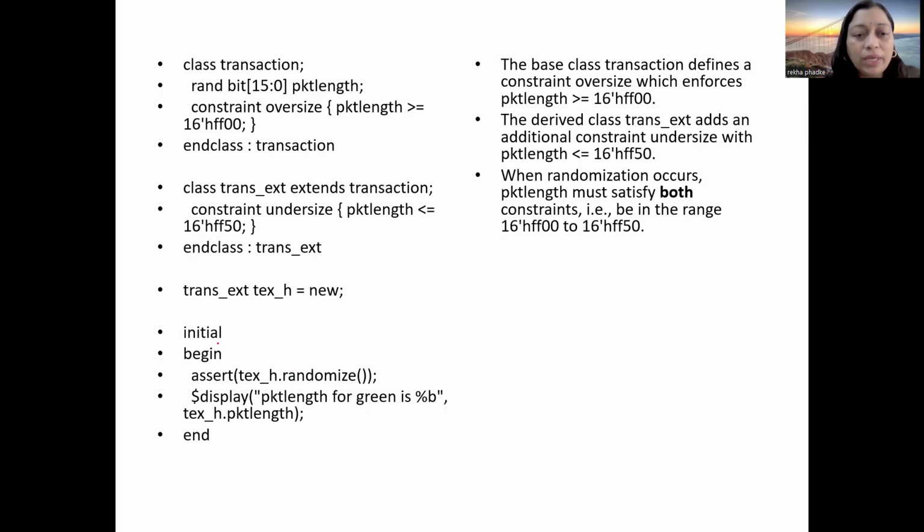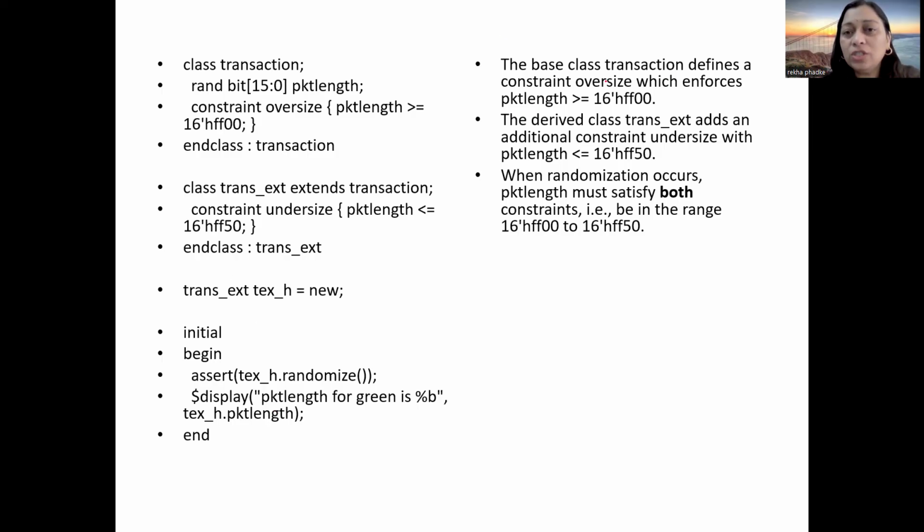Okay, so in the process initial begin, I'll use assert, and then I'll say text underscore h, which is a child object. And I'm calling randomize on the child object. And so the packet length will now belong to the child object. So that will have a random value anywhere between FF00 to FF50. Okay, so that is how it works.